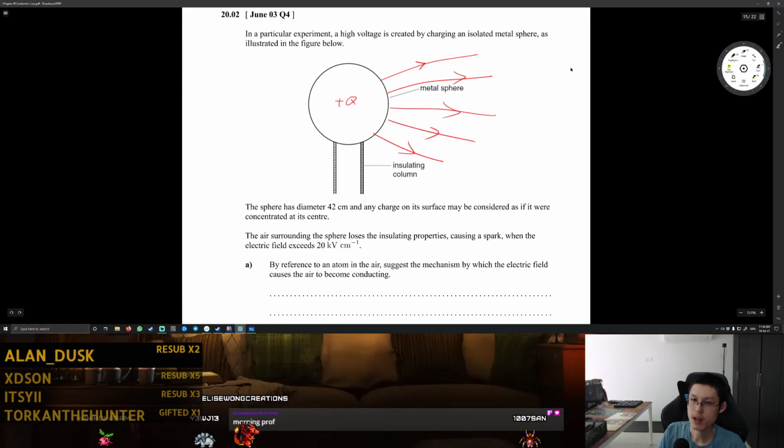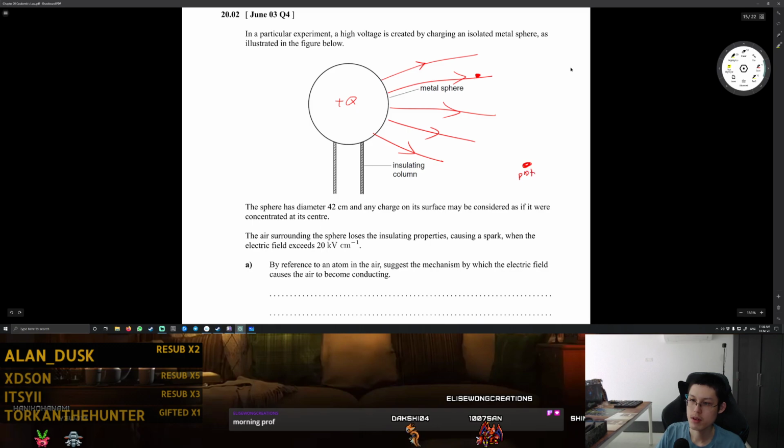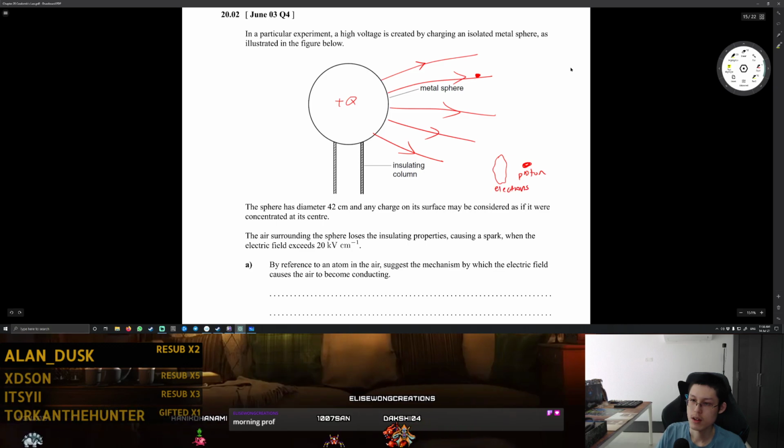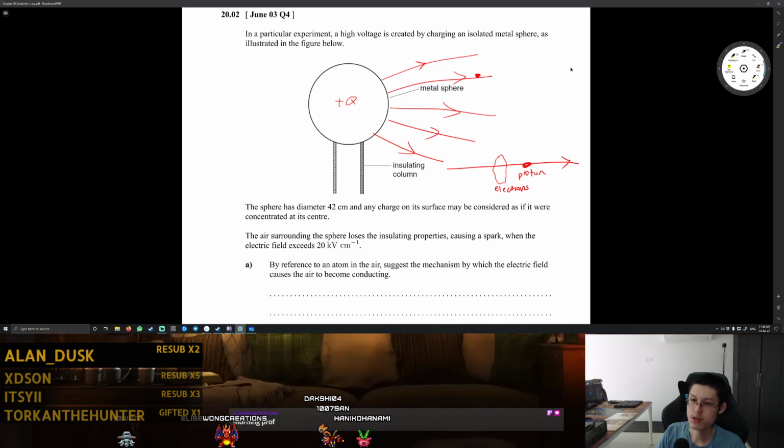So let's say you have some electric field, and as you increase this electric field, the particles in the air, the molecules, or whatever, let's say this is the proton of the particle, and this is the cloud of electrons. And then you have your electric field going like this. So this electric field would cause the electrons to experience a force in this direction, but the protons will experience a force in this direction, right?